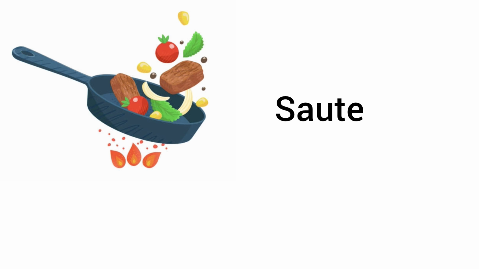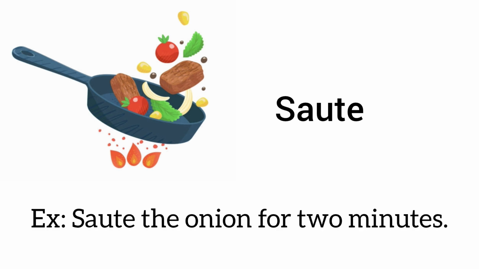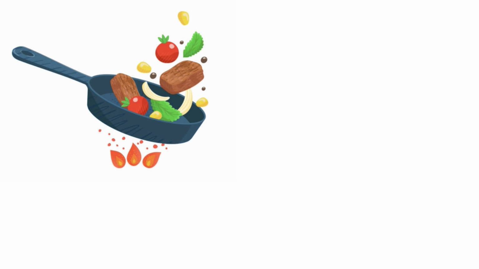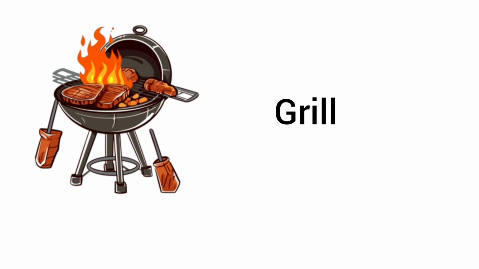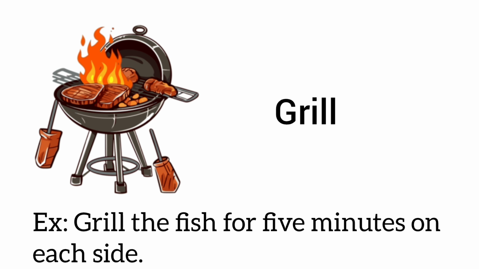Sauté. Sauté the onion for 2 minutes. Grill. Grill the fish for 5 minutes on each side.